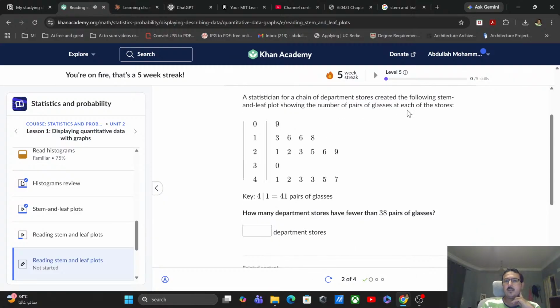Okay, statistician. Showing the number of pairs of glasses at each of the stores. How many department stores have fewer than 38 pairs of glasses? 38. 1, 2, 3, 4, 5, 6, 7, 8, 9, 10, 11.